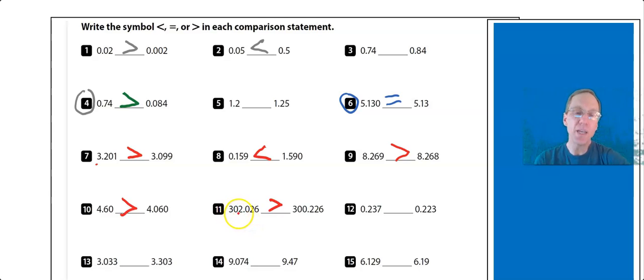302 and 26 thousandths is greater than 300 and 226 thousandths. All right, here we got 2 tenths, 2 tenths, 3 hundredths. Bam, this one's bigger. Only 2 hundredths. 3 whole pizzas, 3 whole pizzas. No tenths, 3 tenths. Stop.